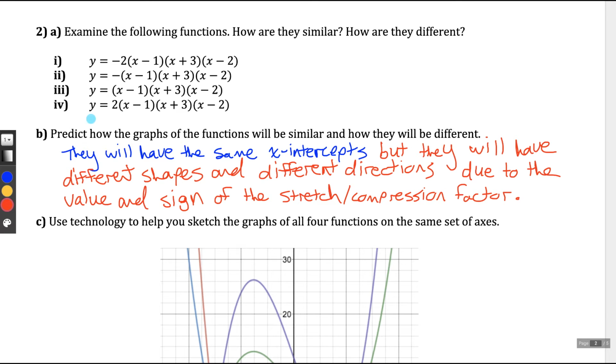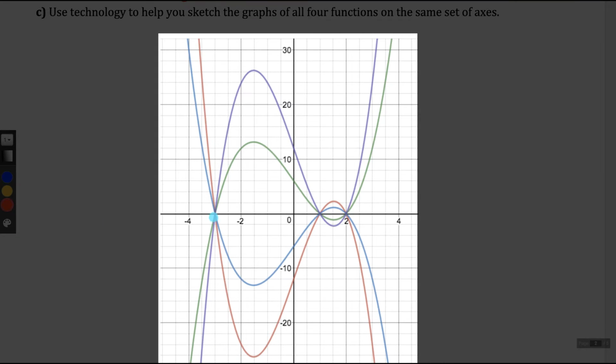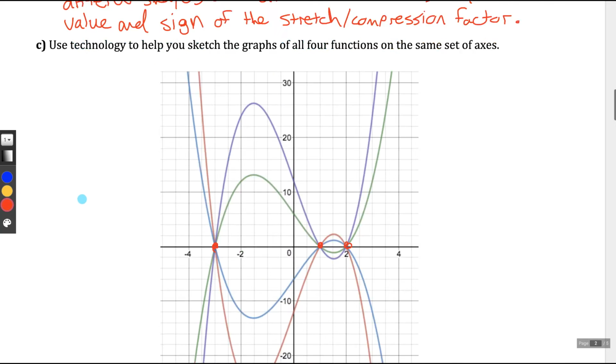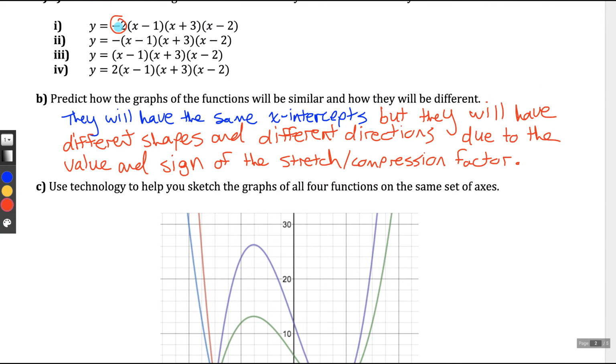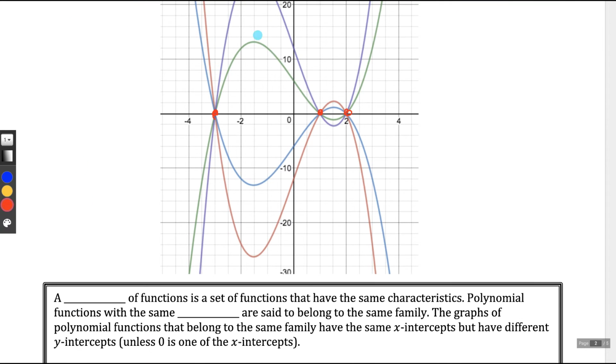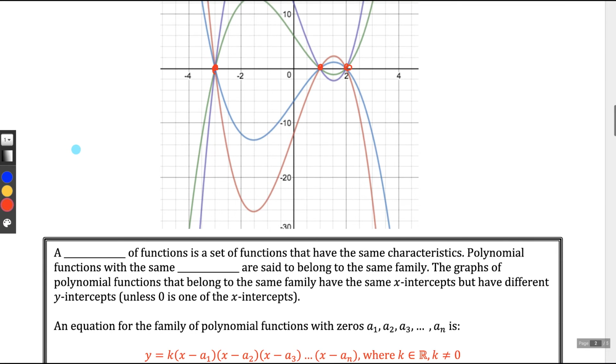And then if we were to look at the graph of all four of these functions, this is what they would look like. Notice they all have the x-intercepts at -3, 1, and 2, just like we said they would, but they all have different shapes based on the stretch or compression factor that we see in front of all four equations. So we consider all four of these functions to be members of the same family because they all have the same x-intercepts with the same orders.